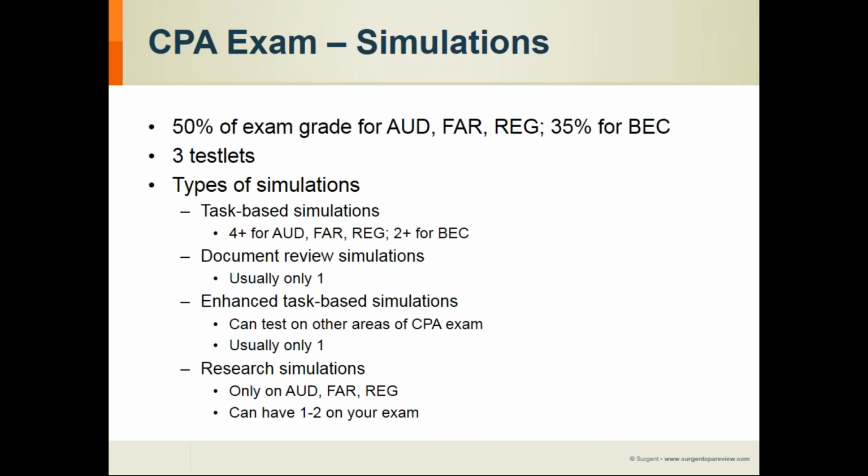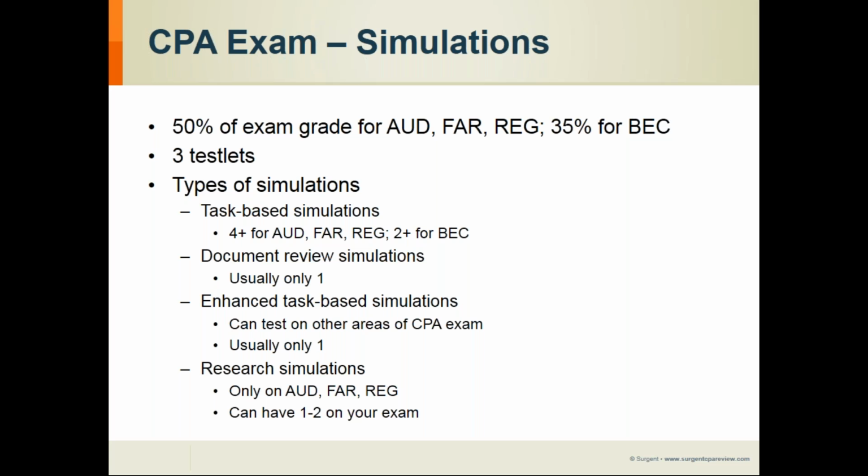So I wanted to go ahead and get started by talking to you all a little bit about the simulation section in general, because now it is 50% of your grade, and it's a very important chunk of the CPA exam. So 50% of your exam grade for the audit section, financial, and regulation. 35% for BEC, because we do have 15% that is also attributable to your written communication. So now we have this extra testlet of simulations too. So we have 3 testlets of simulations, and within those testlets, you might see a couple different types of simulations.